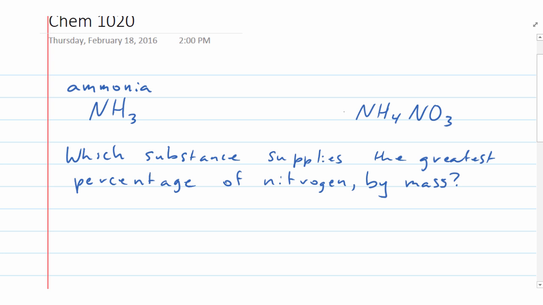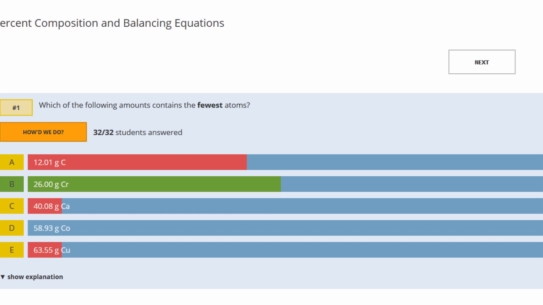And of course you should know the second one. This one you should be able to name. This one is ammonium nitrate. Good, ammonium nitrate. So, look over these formulas.